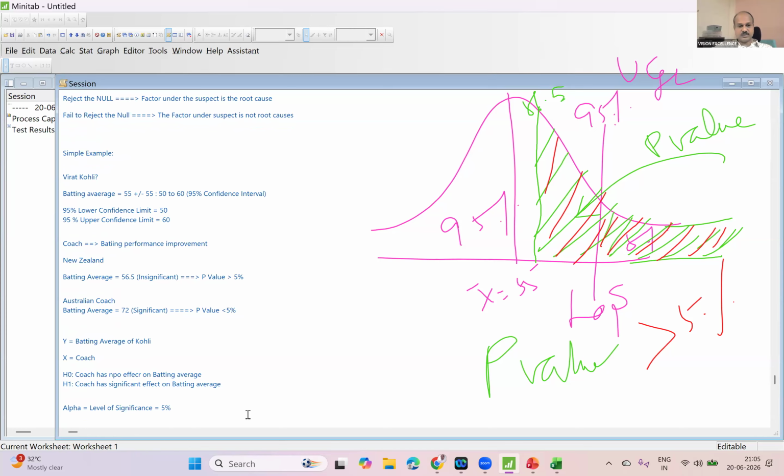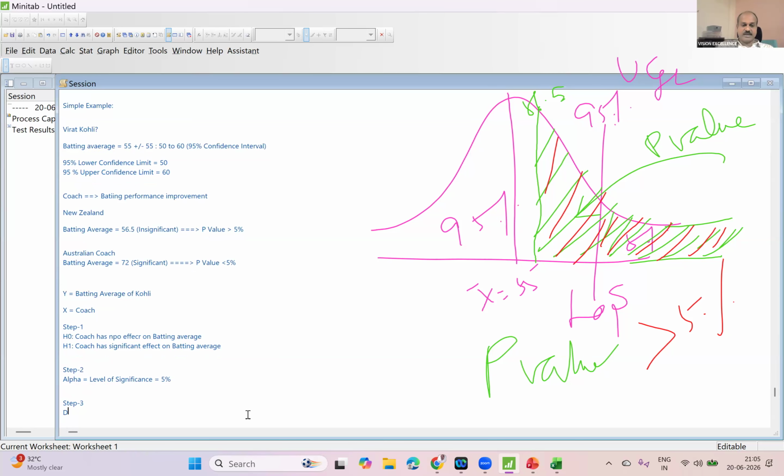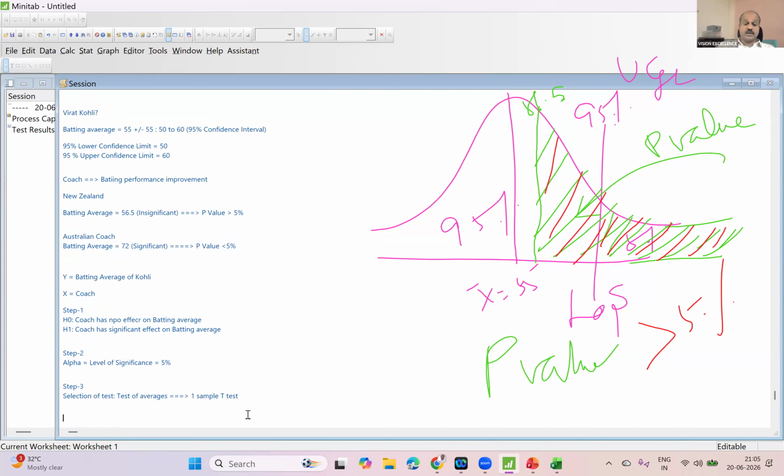So this is step 1. What is this? Step 2. Now what is step 3? The selection of test. We should select a test of averages. We are working with averages, and particularly it is called a one sample t-test. I'll tell you why it is a one sample t-test. We did the one sample t-test 2 times, one for the New Zealand coach, one for the Australian coach. Now the step 4.